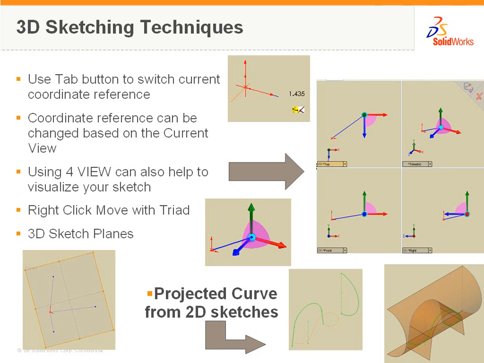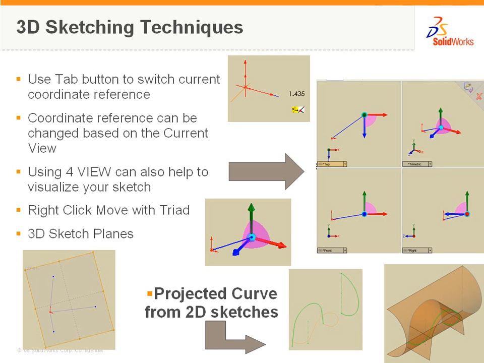You could also turn on the four view, and based on this four view, wherever you start drawing that line, it's going to utilize those axes as the current coordinate reference. Or if you're just trying to move and manipulate your 3D sketch, if you're on an isometric view and you start dragging on a point, it's going to move it in all three axes at once. However, if you right-click on that same point and specify Move with Triad, this will give you control and allow you to drag it along one of the primary axes.